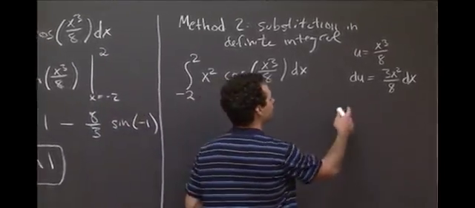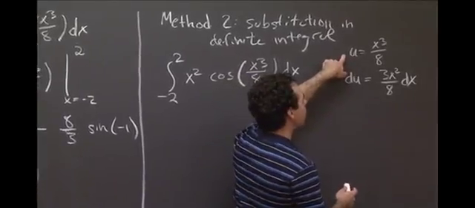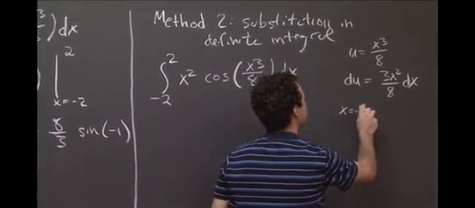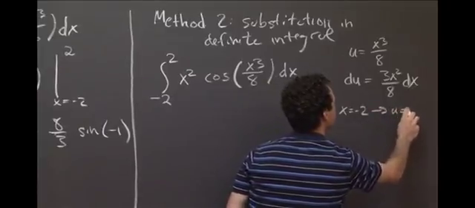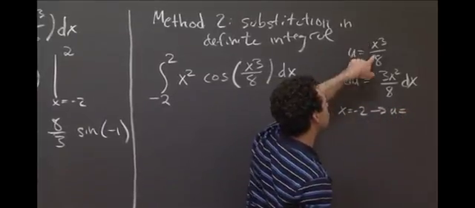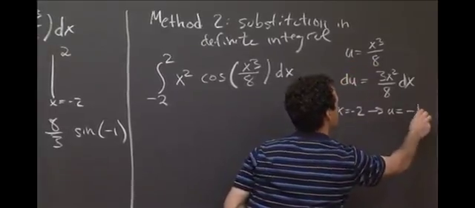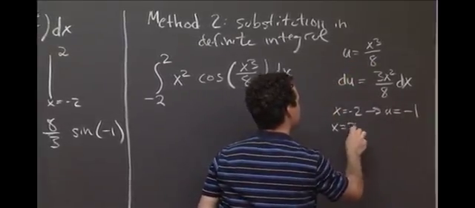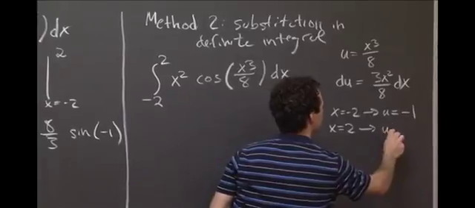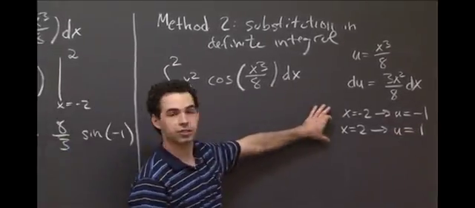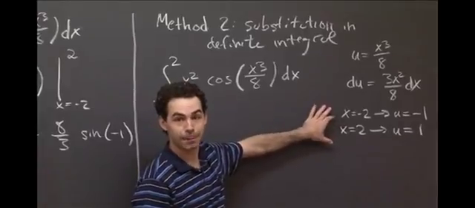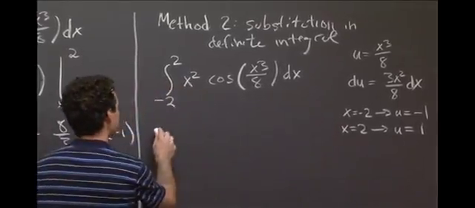So in this case, when x is equal to minus 2, the lower bound on u becomes u equals, well, minus 2 cubed over 8. That's minus 1. And when x is equal to 2, the upper bound, u becomes 2 cubed over 8. So u becomes 1. So we have this extra step when we do it this way of changing the bounds. OK, so I do that.